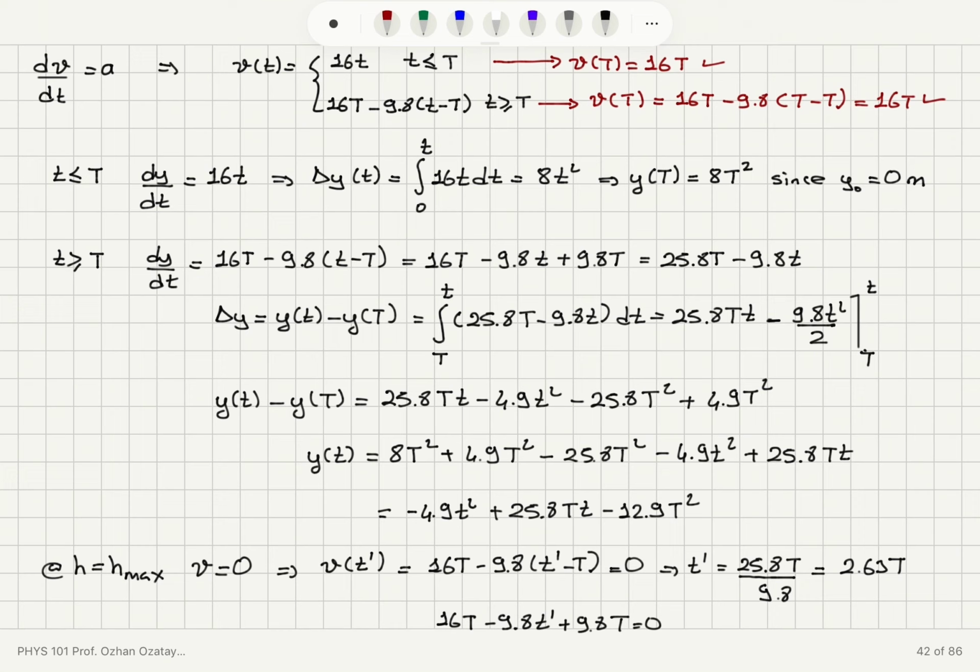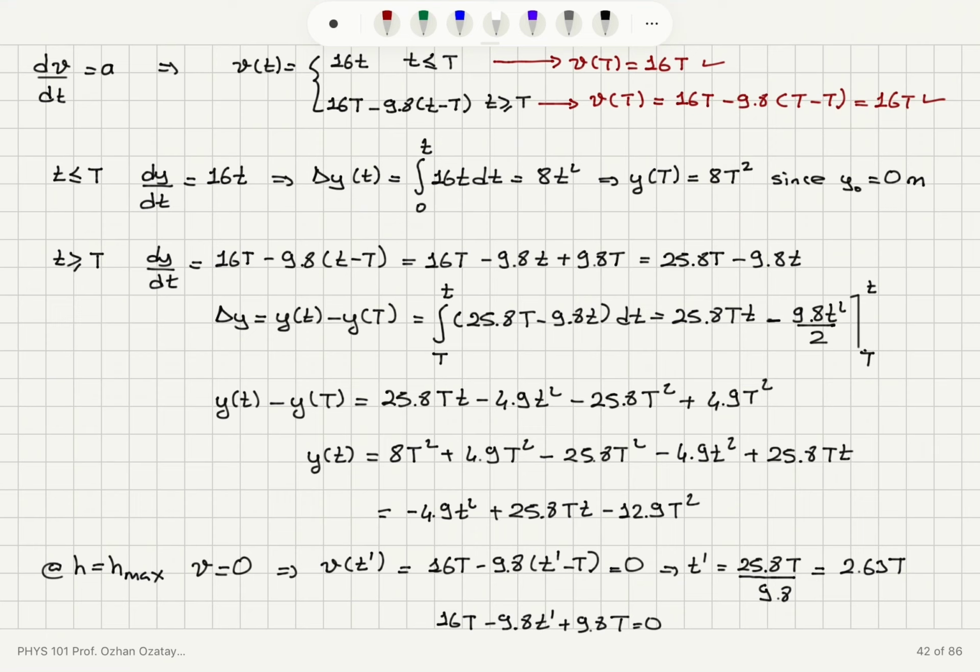So I find that for t less than or equal to capital T, dy/dt is 16t. For t greater than or equal to capital T, dy/dt is 16 capital T minus 9.8 (t minus capital T). So I evaluate delta y between time capital T and t, first noting that I already reach a distance 8 capital T squared in the time interval between 0 and capital T by integrating v of t for t less than or equal to capital T from 0 to t and evaluating this at time capital T. So it is 8T squared.